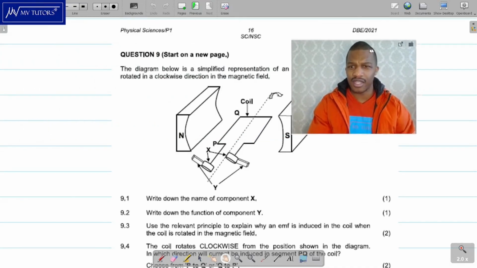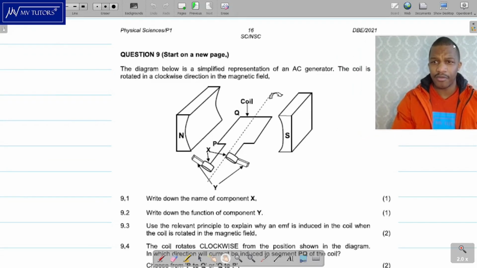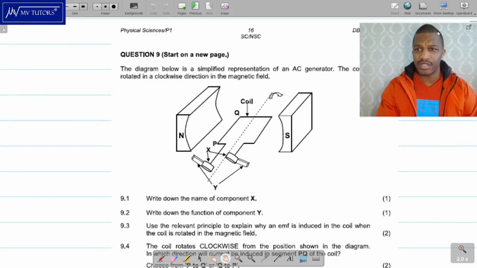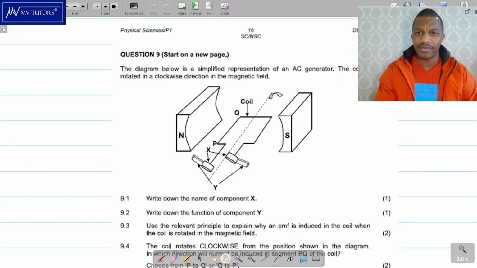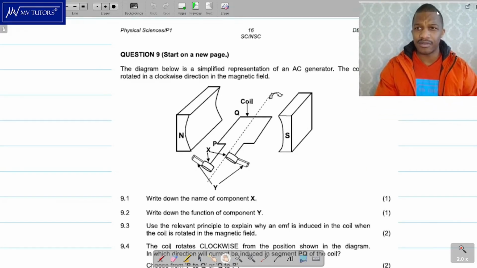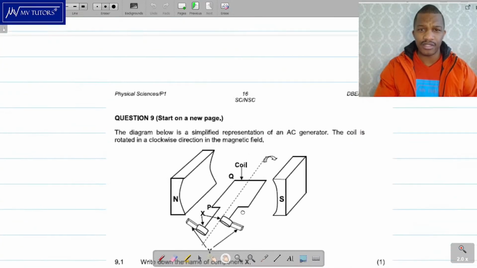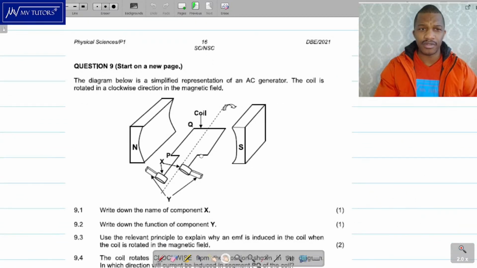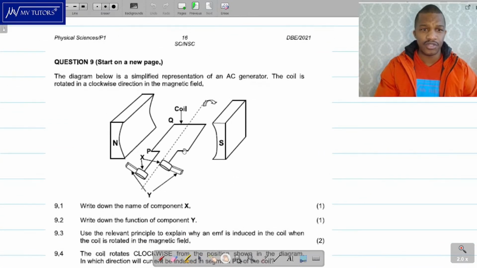Well, I prefer my camera on the left. Is this left or right? I don't know, but I'll just leave it there. And then I'll take this a bit down, or I'll take it this side just to create more space. All right, now question 9. So we're doing the entire Paper 1 and Paper 2. This is just question 9 of it.